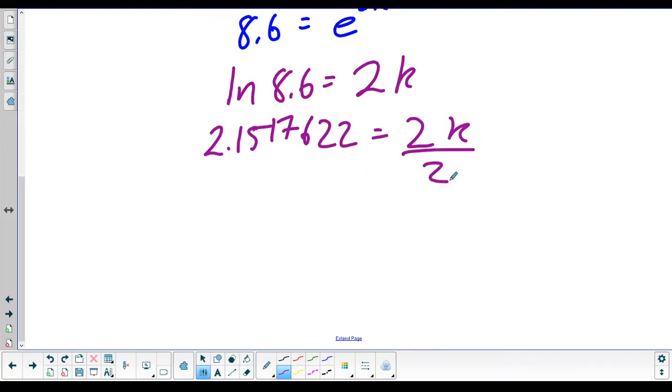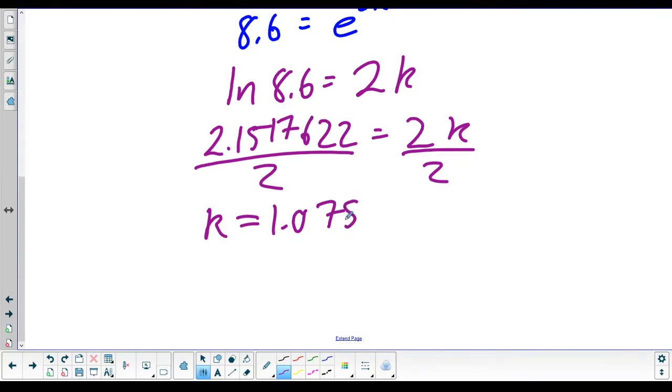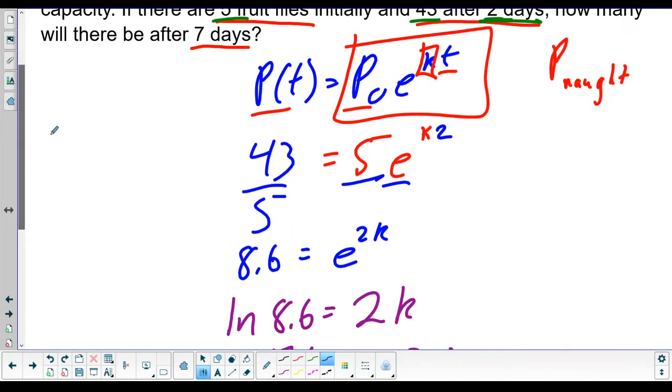Now we just divide both sides by 2. So k equals 1.07588811. There we go. So now we have k. This is our growth rate. Now we just take our growth rate, and we're going to plug that back in right there. And we're going to put in our initial amount and the time we want to know, and that'll tell us our final amount.